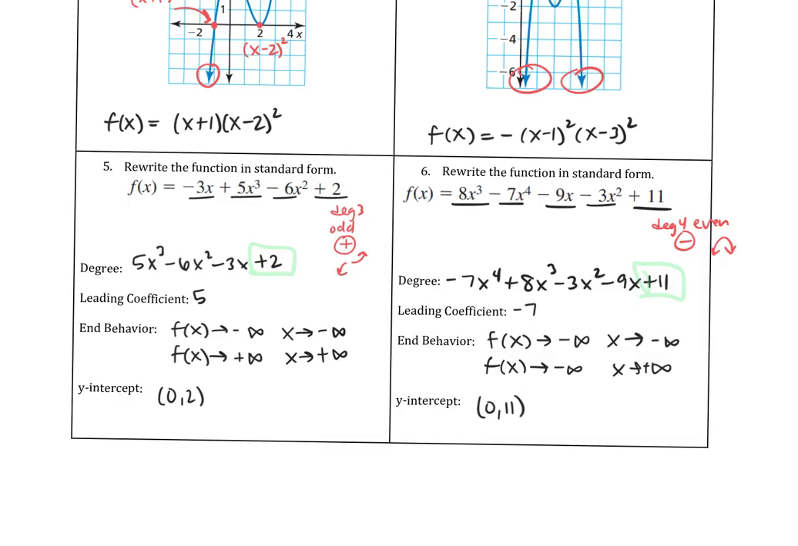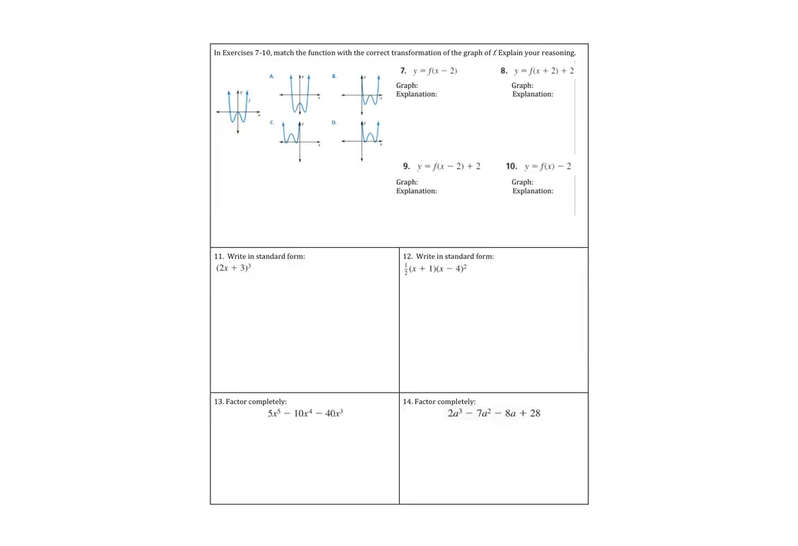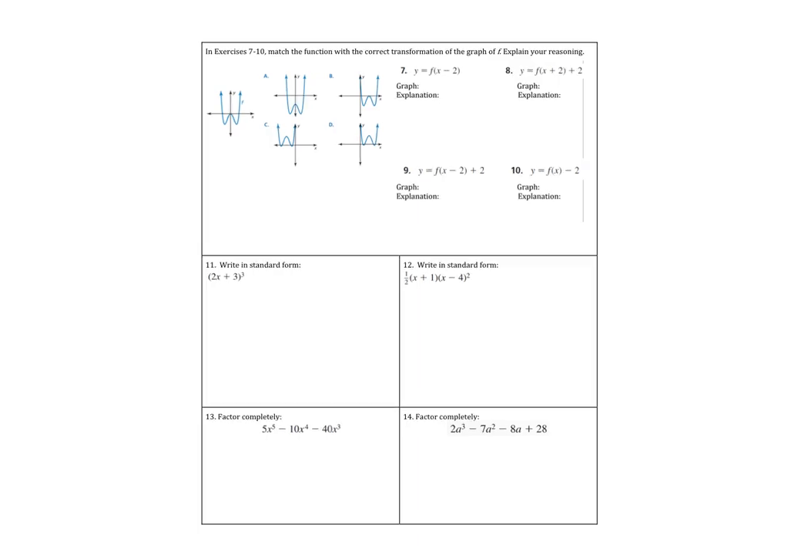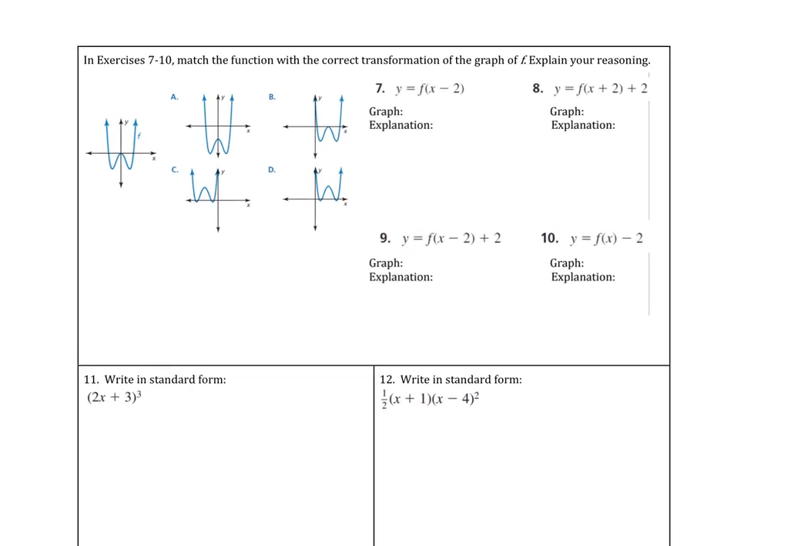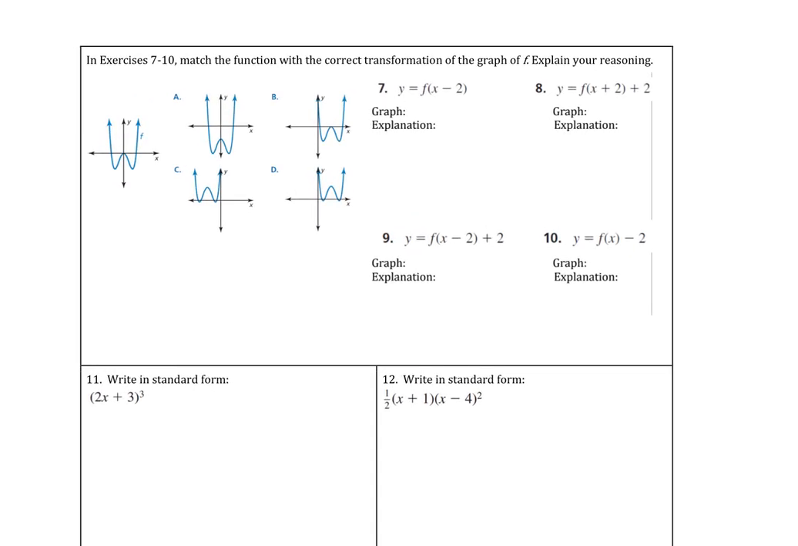All right, let's turn the page. It says match the function with the correct transformation of the graph. Explain your reasoning. Okay, so what's happening here is I have minus 2, which indicates a shift to the right. Shift right 2 units.